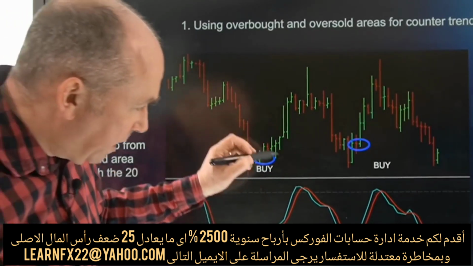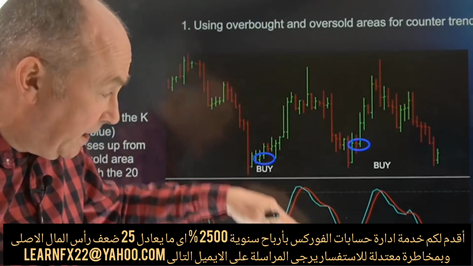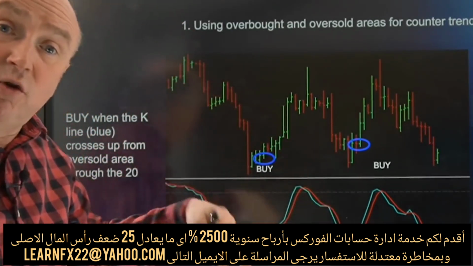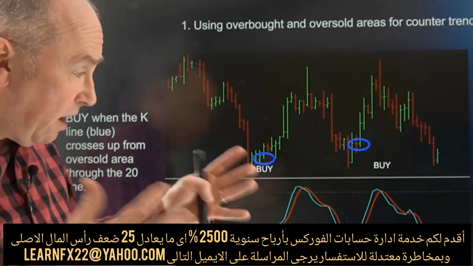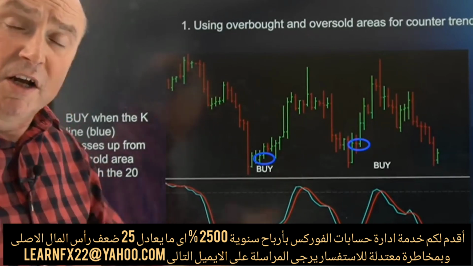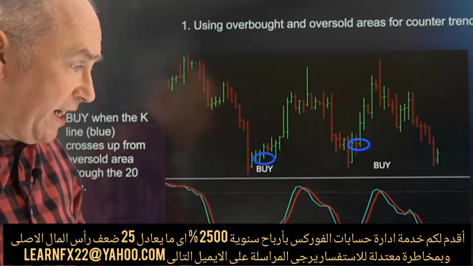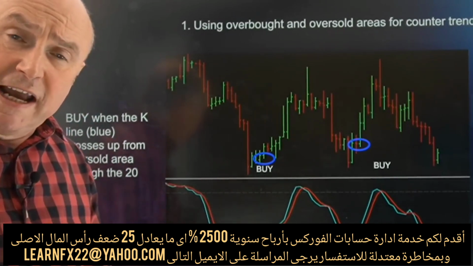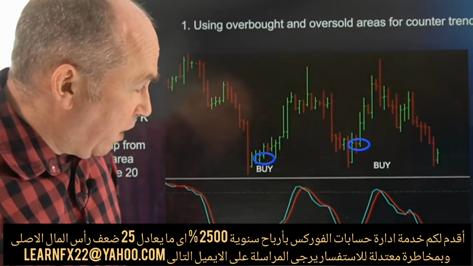Another one here, markets trend back down again, you can see, and the blue line, the K line, crosses down through the oversold, so now we're in oversold. You don't know how long it's going to stay in oversold, so we don't start taking buy trades at the moment, not until that blue line crosses back up through that 20 line. So when the market moves out of a oversold area, that's when you might consider a buy trade.